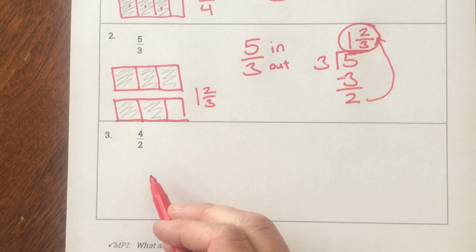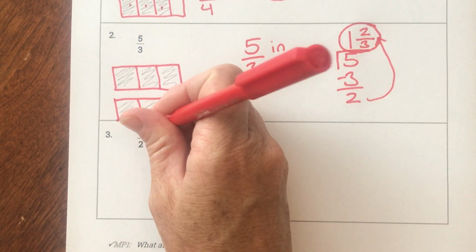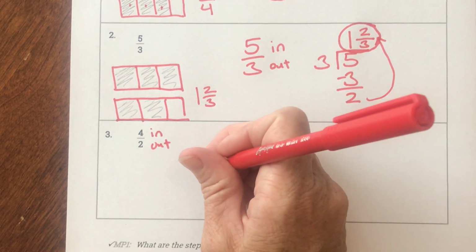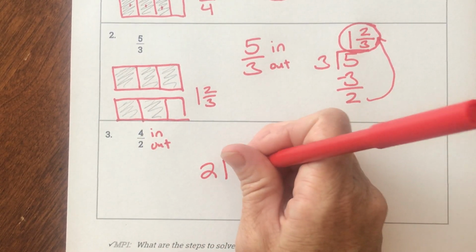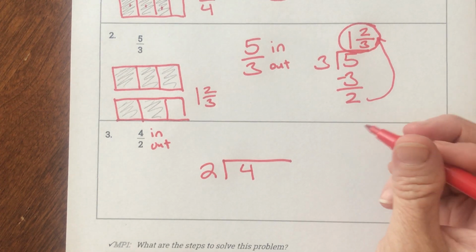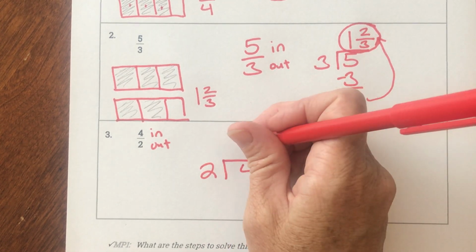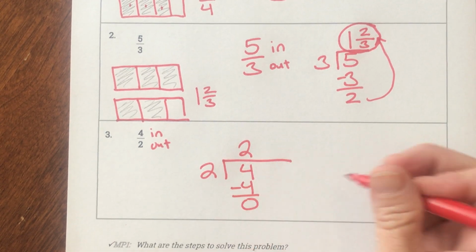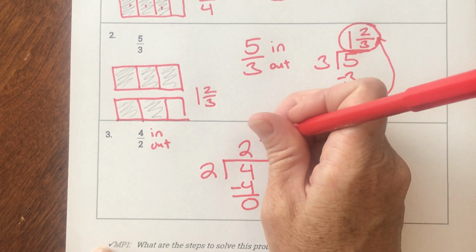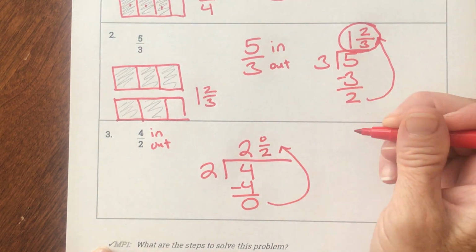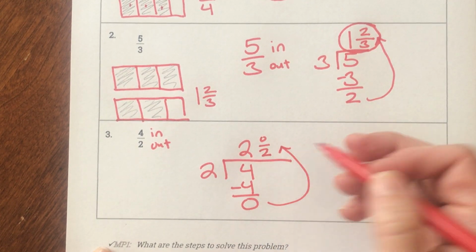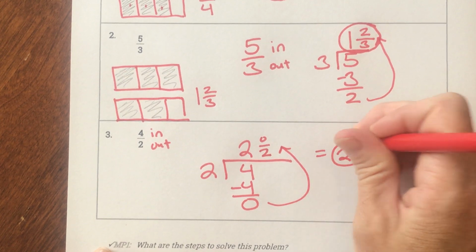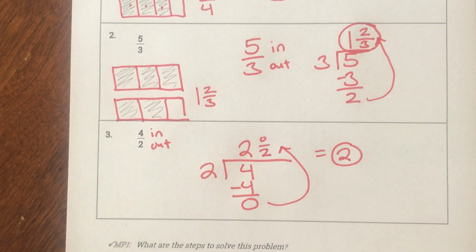Okay, so let's see another one of those. So I could draw a picture, but I'm going to instead use this in and out strategy. So my 2 goes out, my 4 goes in, and then I divide. 2 can fit into 4 2 times. 2 times 2 is 4, and I get 0. So it would be 2 and 0 over 2, which is just the same as 2. Okay, so we're going to try some of those together. Those are the strategies we're going to be using.